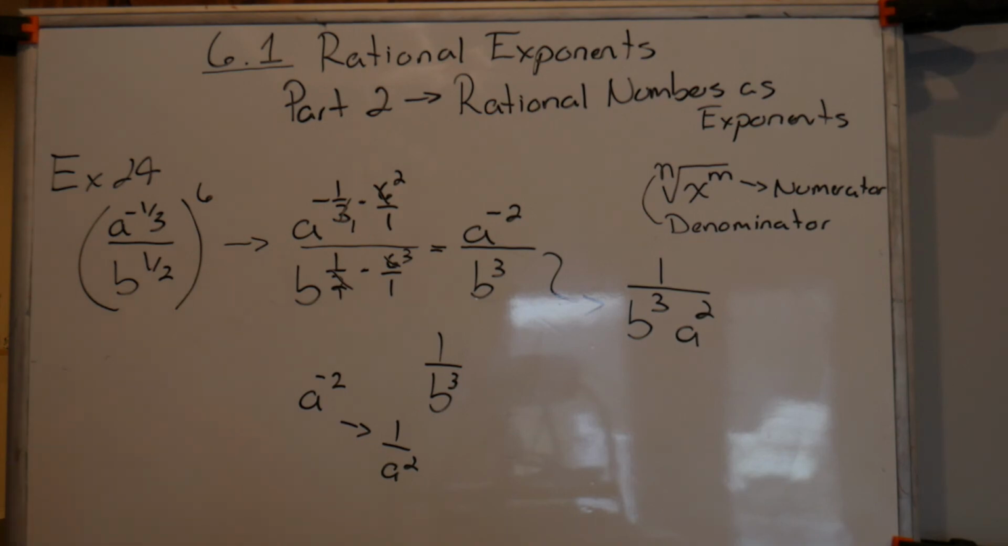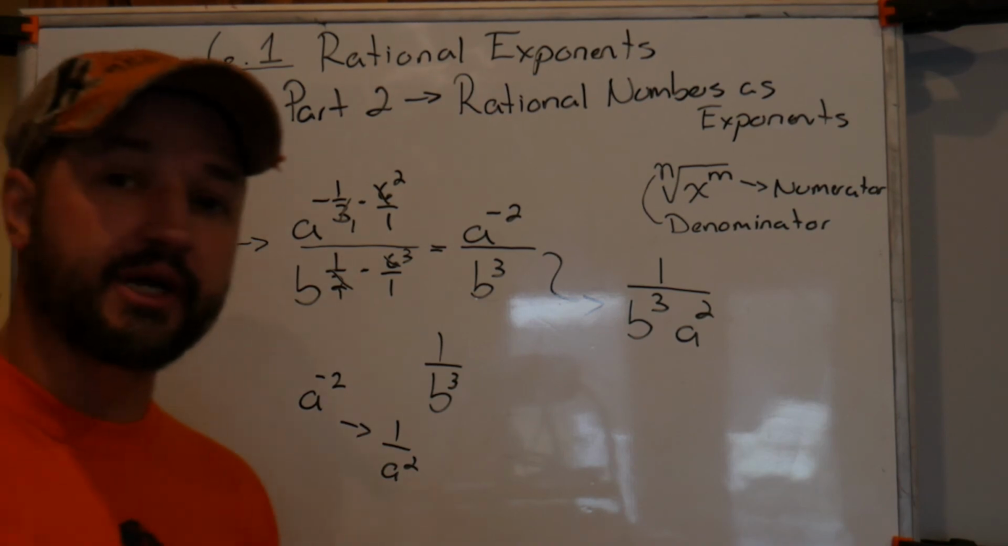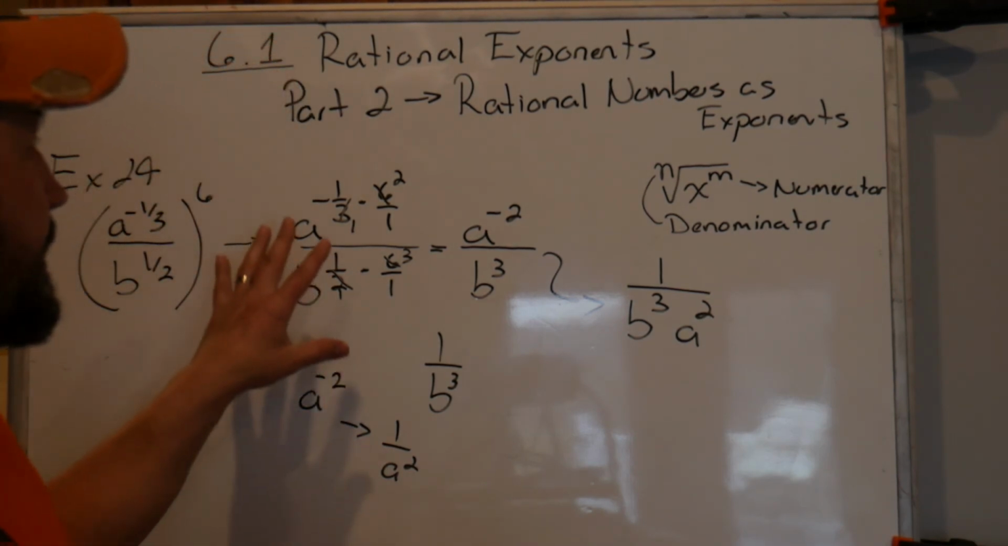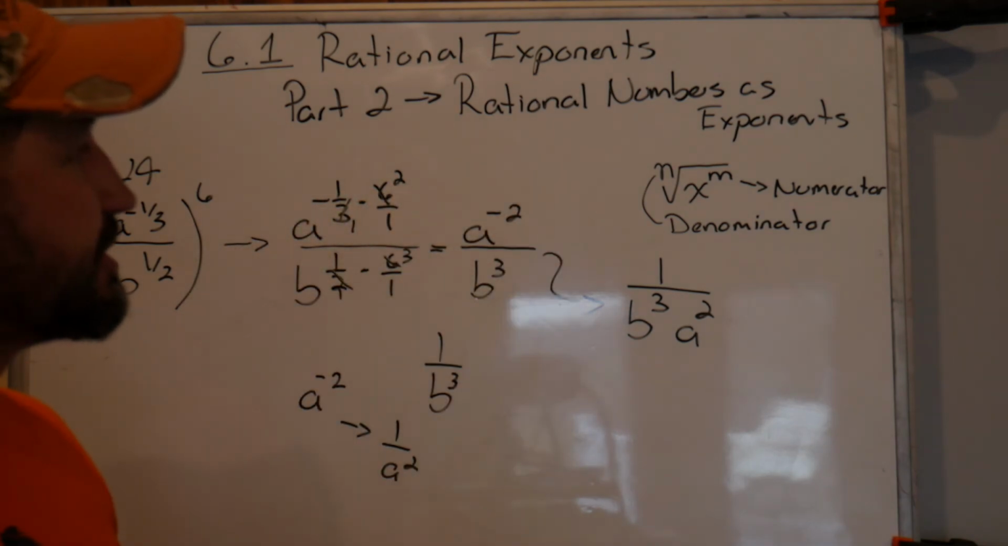Then they just give us example 25, a bigger one to deal with, but it's the same process. So I'm not going to bore you with that. We're at 18 minutes already. So that's part 2, the rational numbers as exponents.